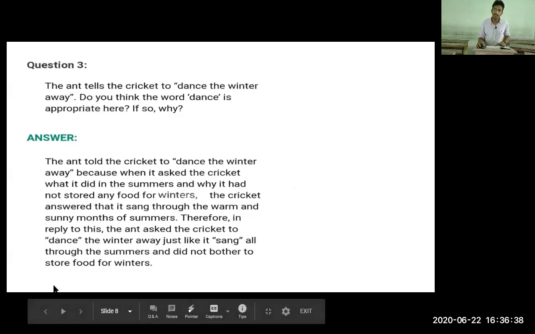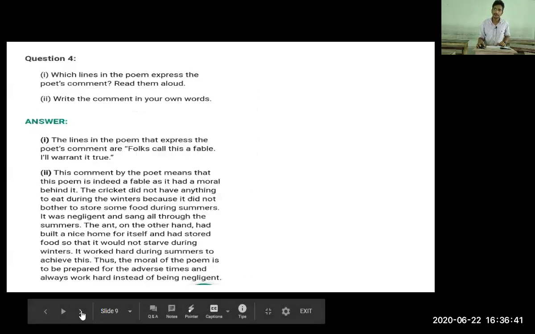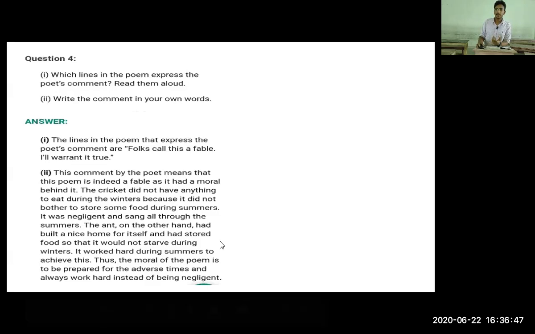Moving on to another question. Which lines in the poem express the poet's comment? Write the comment in your own words. The question has two parts, and so the answer also has two parts. The first part of the answer is this: The lines in the poem that express the poet's comment are, "Fox called this a fable, I'll warrant it true."